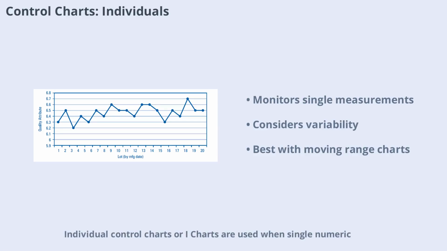Individual control charts, or I charts, are used when single numeric measurements evaluate a quality attribute. They are most effective when paired with moving range charts to assess variability. I charts help monitor attributes with one measurement per lot, considering variability in process control assessments. However, variability may stem from multiple sources, so context is important.